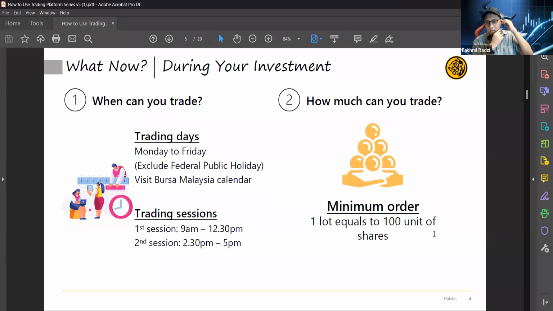And then the second question you might ask: how much can you trade? The minimum order, you should know that every one lot equals 100 units of shares. Previously, our Bursa system had set the minimum order for one lot at 1,000 units. That's the previous system setting. But currently, the minimum order you can key in to start buying shares is one lot equals 100 units only.